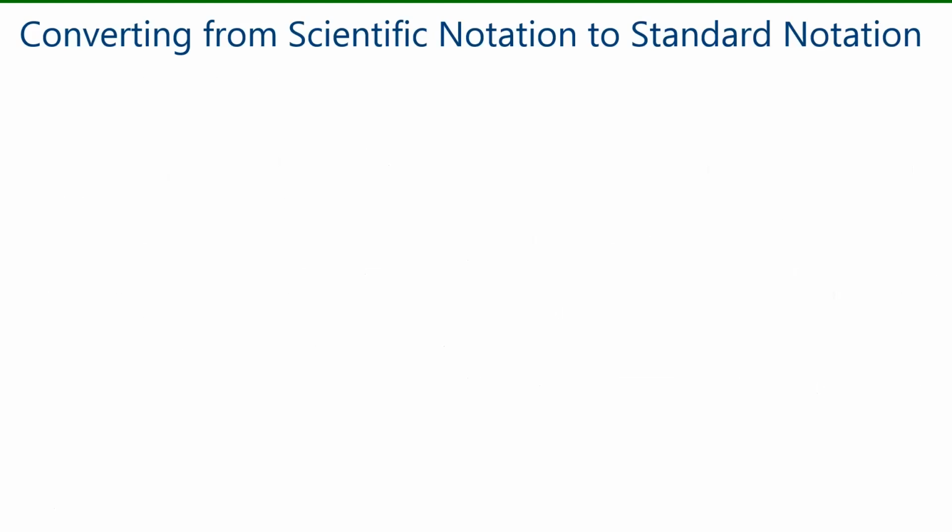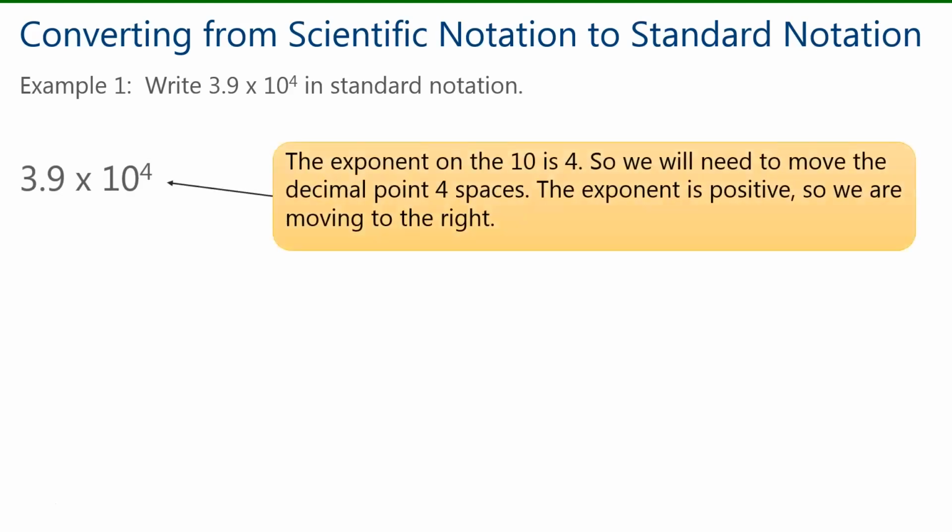Let's look at a couple of examples. Our first example asks us to write 3.9 times 10 to the power of 4 in standard notation. The exponent on the 10 is 4, so we need to move the decimal point 4 spaces. The exponent is positive, so we are moving to the right. We're doing the opposite of what was done to put the number in scientific notation.